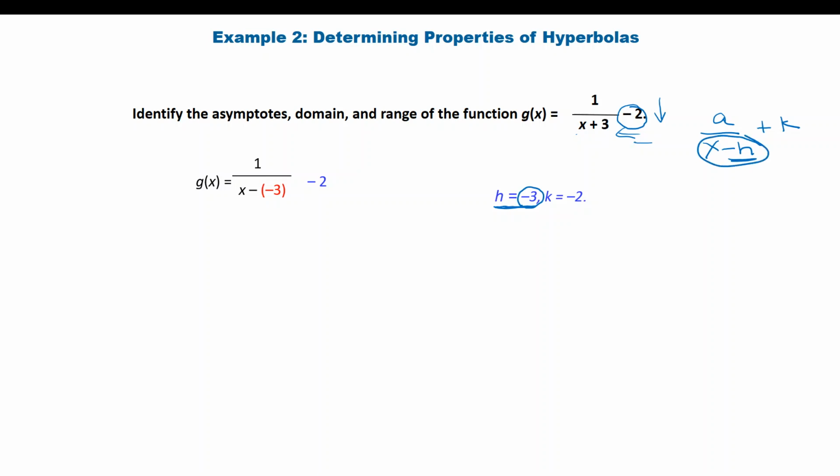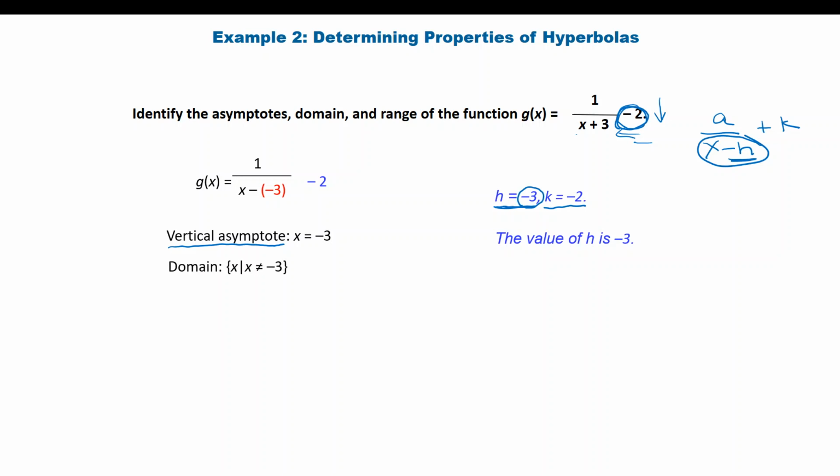All right, and in addition to that, we need to notice that our k is negative 2. So once we know that, we can notice that the value of h is negative 3. So h tells us, remember, not the horizontal asymptote, but the vertical asymptote. So we're going to have a vertical asymptote at x equals negative 3.